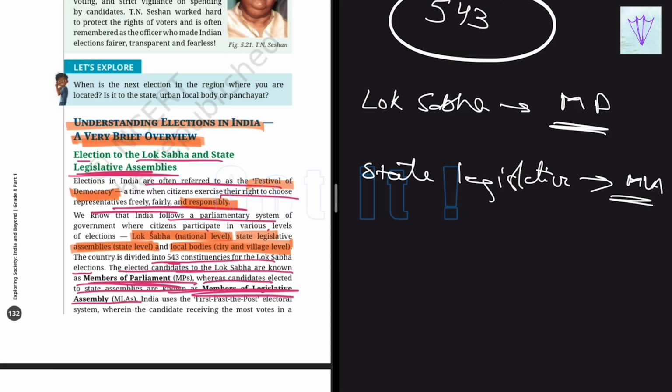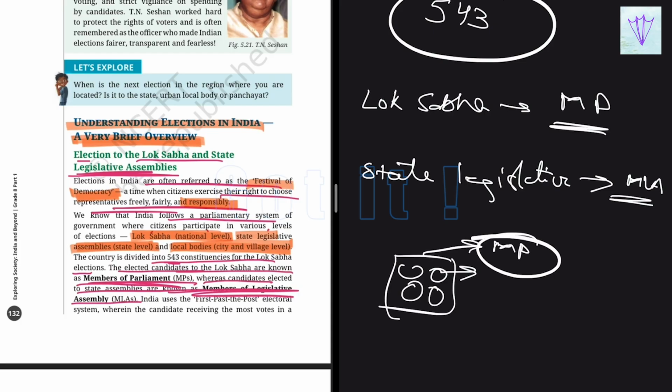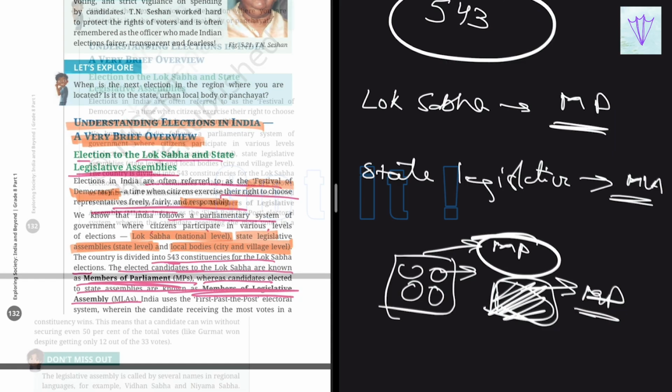So it is important to remember that each MLA will be given a certain constituency, and a group of constituencies will be given under the MP. So some MLAs together under their constituencies, an MP will be elected. So an MP covers a larger area in comparison to an MLA.